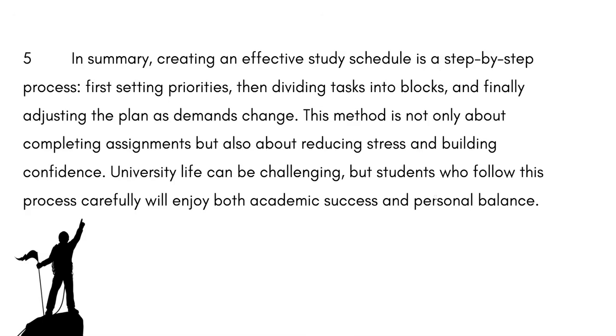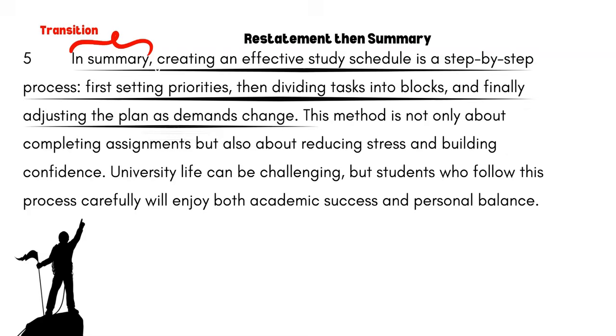Finally, we come to the conclusion. We have a summary and we have a restatement. This is the restatement of the thesis, transition followed by a restatement, then the summary. So this is the restatement of the thesis statement. And then we have body 1, body 2, and finally body 3.